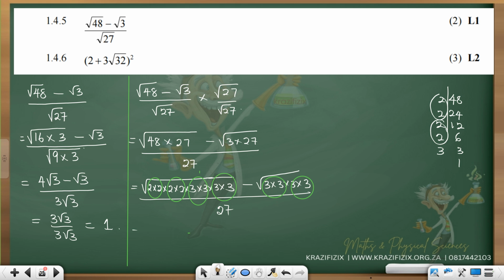Sweet, sweet maths. So what is this? 2 times 2, so this is 2 times 2 times 3 times 3 minus 3. The root is gone automatically now. What is 2 times 2? 4. 4 times 9, that's 36. Minus 9. What is 36 minus 9? That's 27.